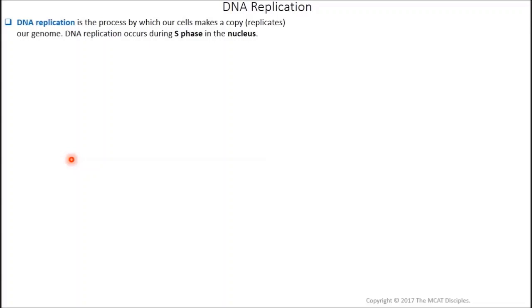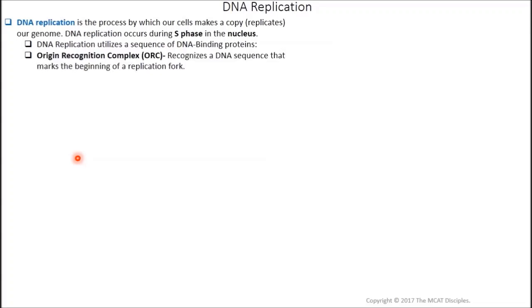DNA replication occurs during S phase in the nucleus. DNA replication utilizes sequence-specific DNA binding proteins. The origin recognition complex, or the ORC, recognizes the DNA sequence and marks the beginning of a replication fork. CDC6 and CDT1 load the DNA helicase. CDK2 and DDK1 activate CDC6, CDT1, and MCM27. Once this has occurred, you can no longer open up any more origins.